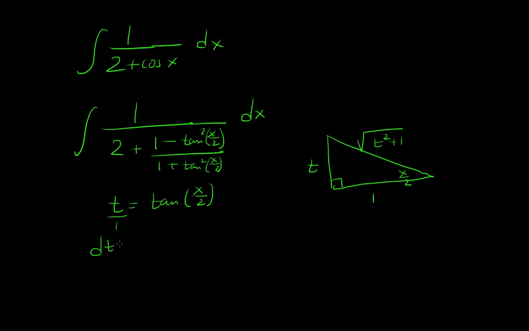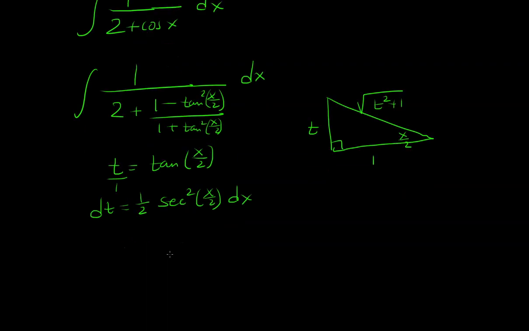Now from here, let's take the derivative. The derivative of tangent is secant squared, and then multiply by the derivative of x over 2. And so I'm going to multiply both sides by 2 over secant squared, which is the same thing as 2 cosine squared. And for cosine of x, that's going to be 1 over the square root of t squared plus 1. So when I square that, that becomes 2 over t squared plus 1. And that's going to equal dx.